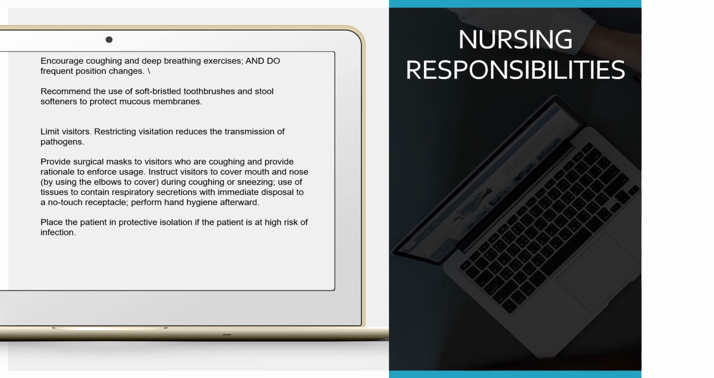Next nursing responsibility is to place the patient in protective isolation if the patient is at high risk of infection. Protective isolation is set when the WBC indicates neutropenia.